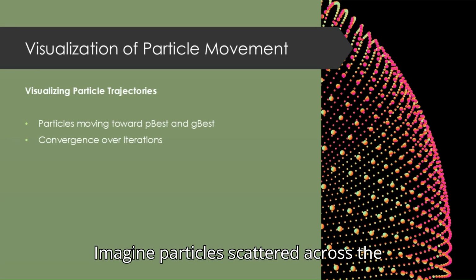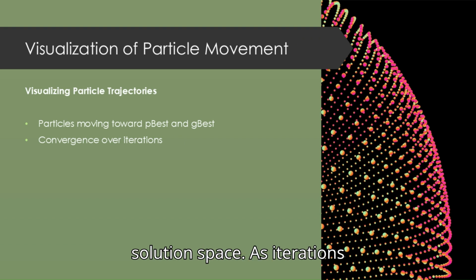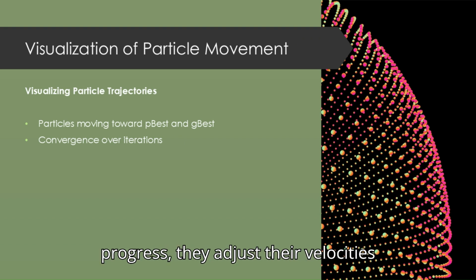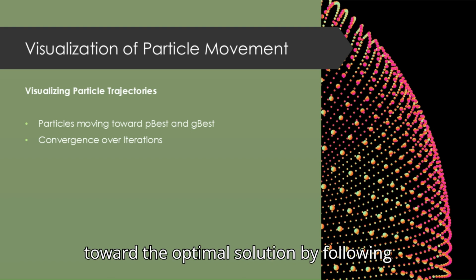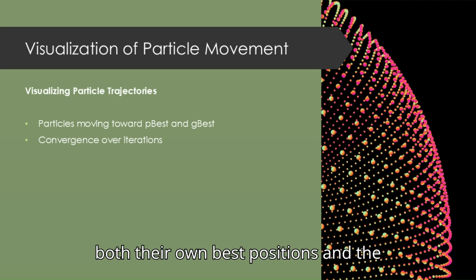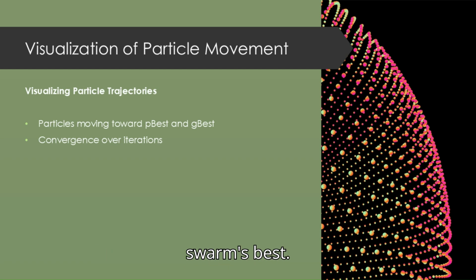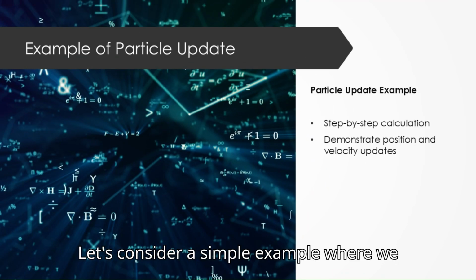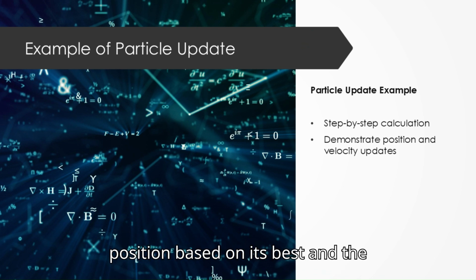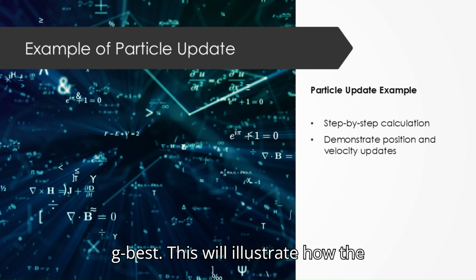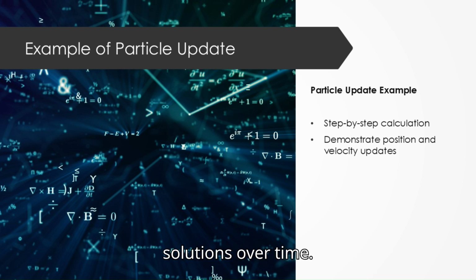Imagine particles scattered across the solution space. As iterations progress, they adjust their velocities and positions, gradually converging toward the optimal solution by following both their own best positions and the swarm's best. Let's consider a simple example where we calculate a particle's new velocity and position based on its best and the gbest. This will illustrate how the particle moves closer to optimal solutions over time.